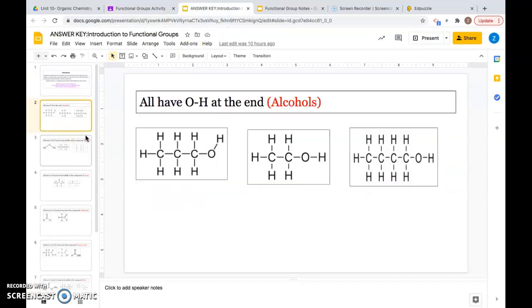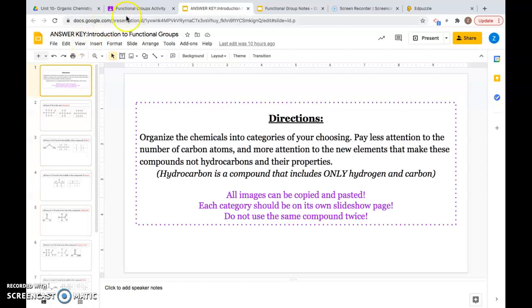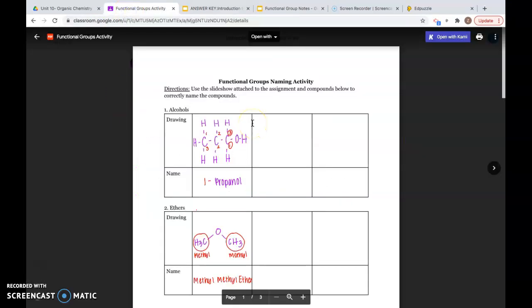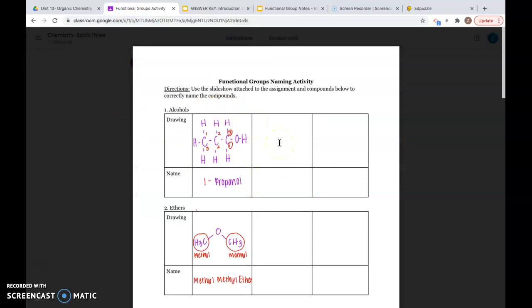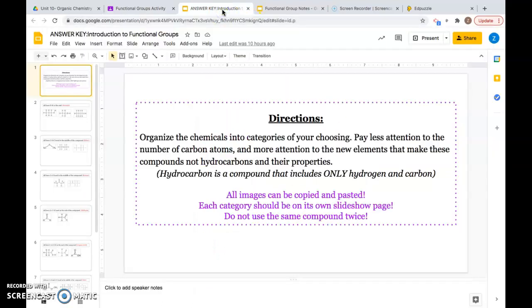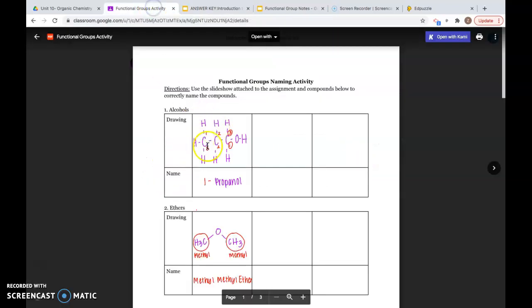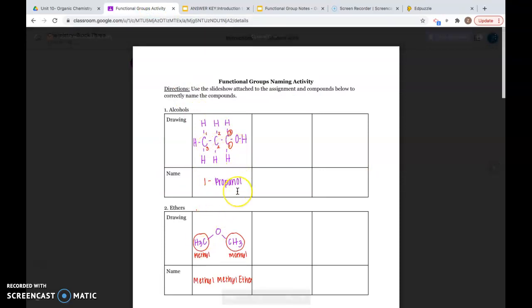I've already filled in the type of functional groups there are in red. And then what I did is made up a chart that you're going to fill out. And I have a couple examples here for you to work off of, and you're going to fill in the rest. So what you'll do is have this open and then also the answer key open, and you're going to go right along. You're going to draw out all the compounds, get practice with that, and then name them accordingly. So, for example, I drew this first one for you in the alcohols. So I drew it, and then I used my naming notes to name it.